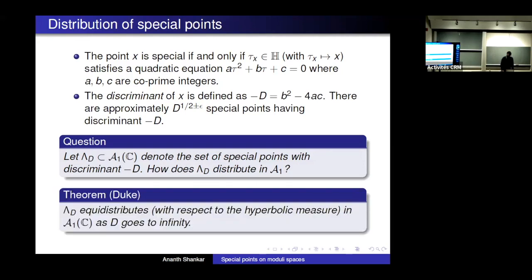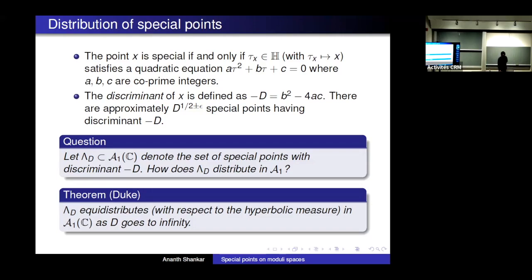And it's a really beautiful theorem of Duke that tells you that as your d goes to infinity, any sequence of d going to infinity, this set equidistributes to the hyperbolic measure in the modular curve. It's extremely easy to see that this set must be dense in the modular curve, namely fills it out, but Duke actually proves an equidistribution result, which is much, much stronger. So I think now might be a time for me to pause for questions if there's any.